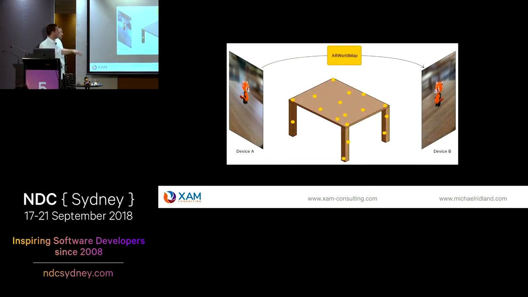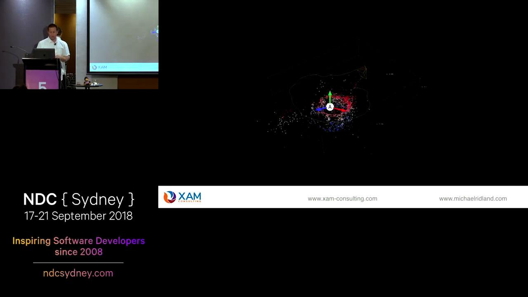So device A would do the initial world map. It would start moving around, create that world map, and then share it with the other devices. This is what a world map looks like, a bit of a visualization of it. That's what we're saving, and we're sending that over to the other device.